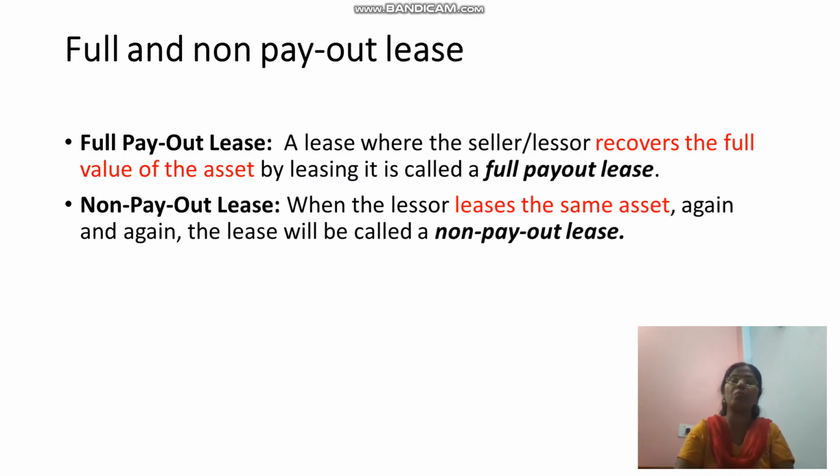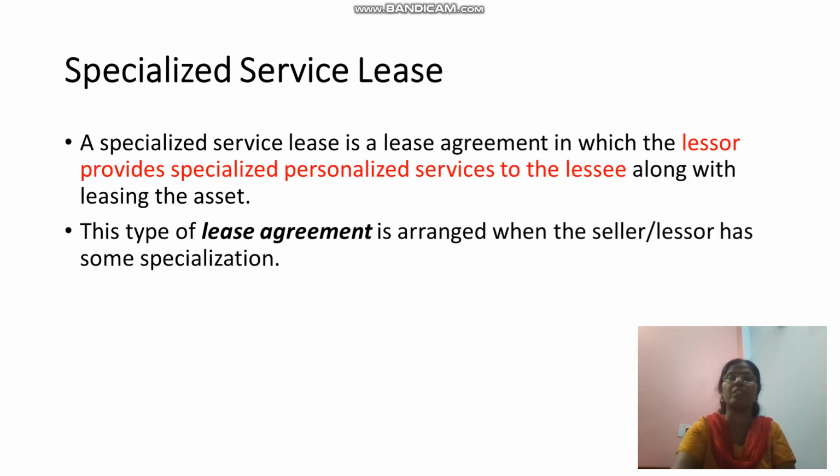Full payout and non-payout lease. Full payout lease: a lease where the seller or lessor recovers the full value of the asset by leasing it is called a full payout lease. Non-payout lease: when the seller leases the same asset again and again, the lease is called a non-payout lease. So in case of a full payout lease, he is able to recover the full value of the asset by leasing it to the same person.